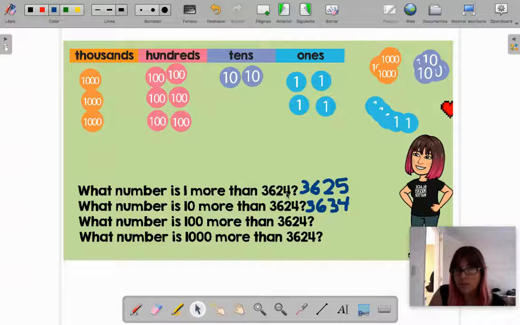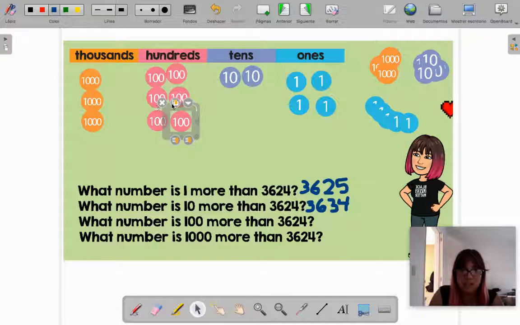But what they want you to see is that it's not the same to add one more of the ones, one more of the tens, one more of the hundreds, or one more of the thousands. Okay? So now it says 100 more. That means we go to the hundreds and we add 100 more.